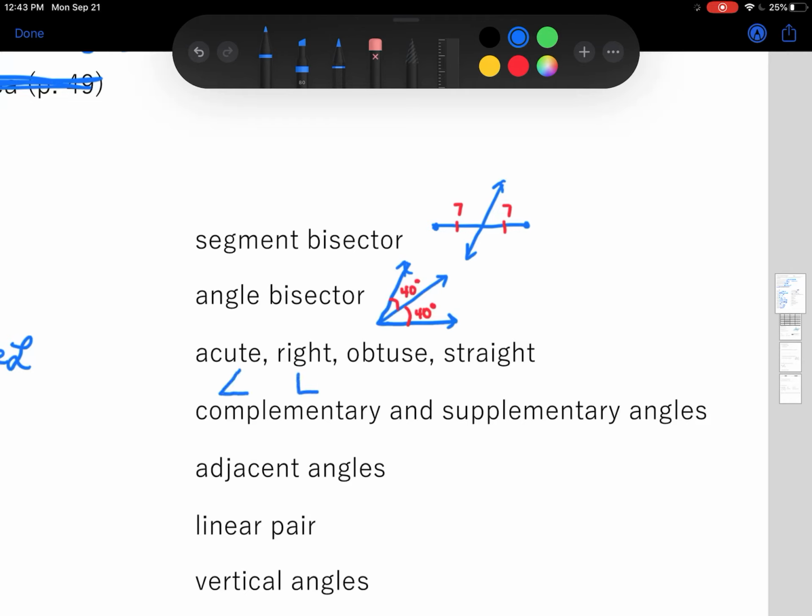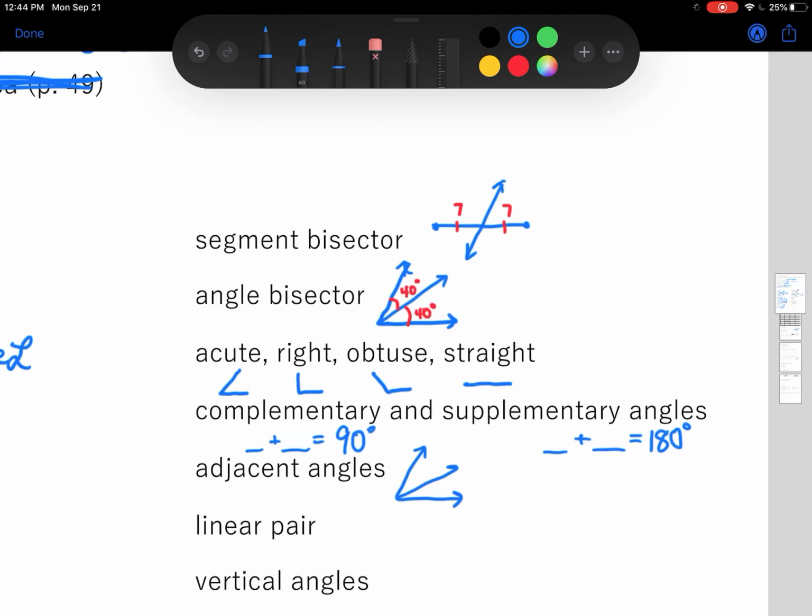You should know acute, right, obtuse, and straight angles. Complementary 90, supplementary 180. Just remember that it's two angles that add together. Two angles. It's a pair of angles.